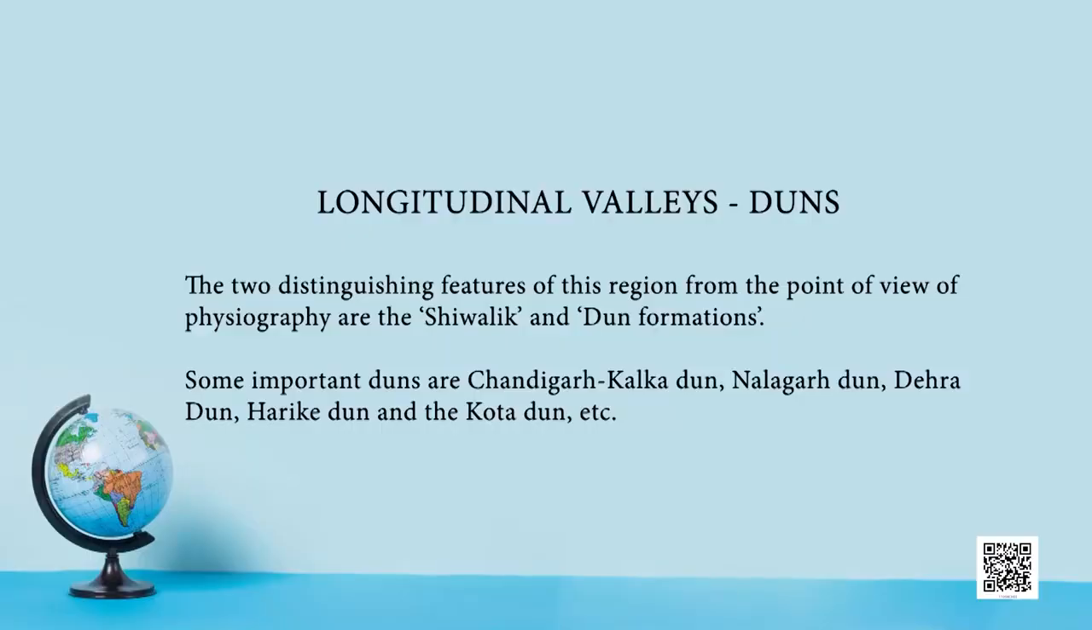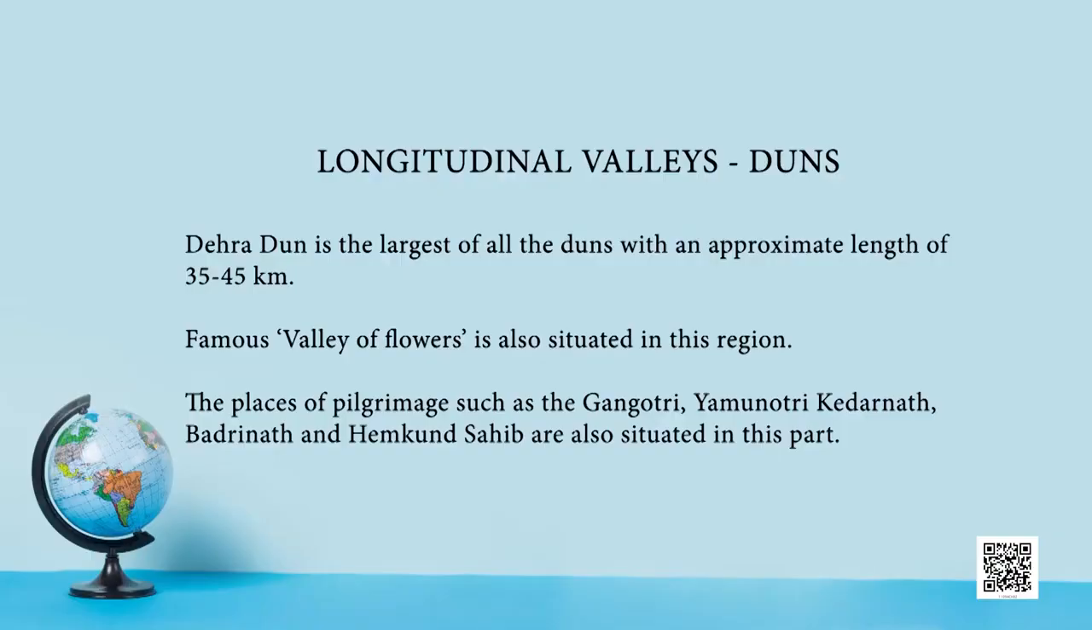Here, duns are very famous. Remember what are duns? Duns are the longitudinal valleys between the Lesser Himalayas and Shivalik. The two distinguishing features of this region from the point of view of physiography are the Shivalik and the Dun formation. Some important duns are Chandigarh Kalka Dun, Nalagarh Dun, Dehradun, Harike Dun and Kota Dun. Dehradun is the largest of all the duns with an approximate length of 35 to 45 kilometers.